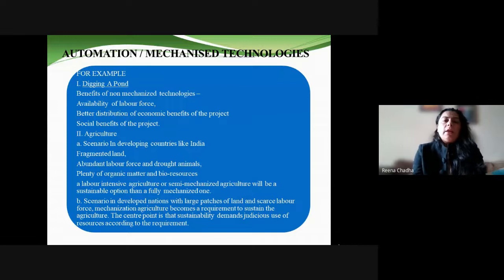So for example, we are digging a pond, then benefits of non-mechanized technologies are more. So because we have availability of labor force, we have better distribution of economic benefits of the project, social benefits of the project are more.